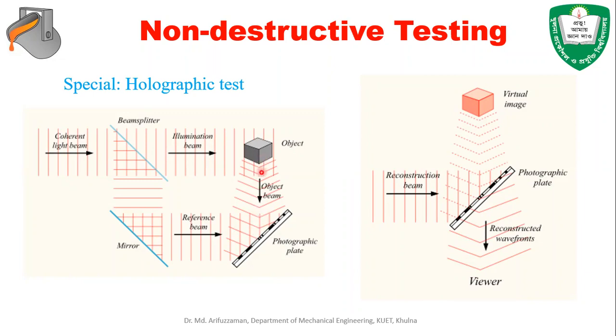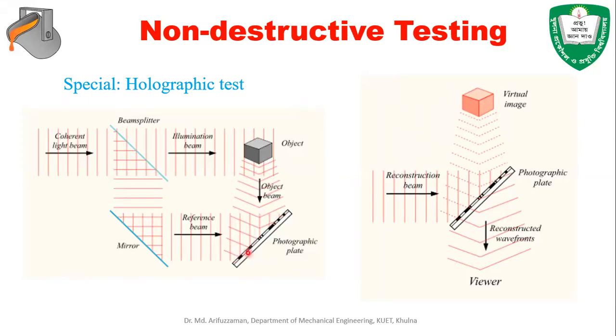That light, the object beam, will come and strike the photographic plate. Because of the reference beam and the object beam interfering on the photographic plate, a certain pattern will be created on the surface of the plate, and if you look at that pattern, you will be able to see some vertical or horizontal lines in there.